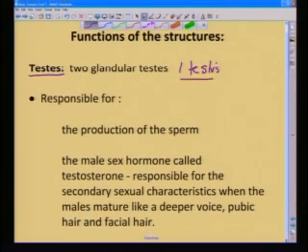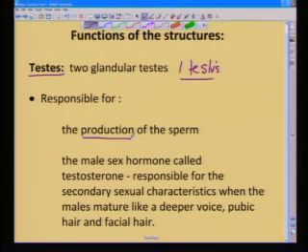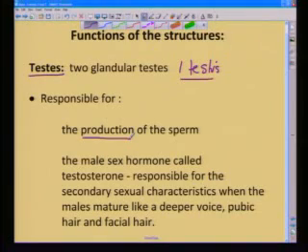Now, what are they responsible for? They're responsible for the production of the sperm. That happens inside the testes. All right. You also have the male sex hormone, testosterone. And testosterone is responsible for the secondary male characteristics. That will be the deeper voice. It will be the hairy body and pubic hair growing from everywhere, and facial hair. All of those are your secondary male characteristics. And it's because of testosterone that a male has these.